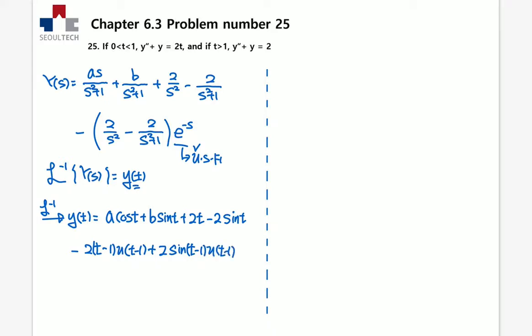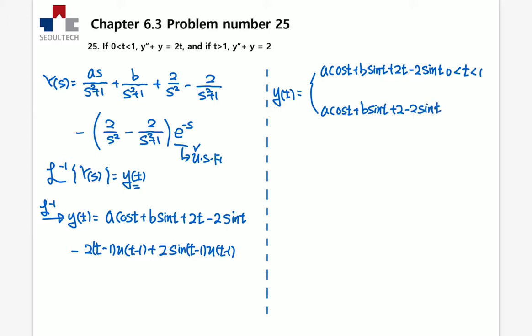So we find y of t, and you can express it by range. For t between 0 and 1, y of t equals a times cosine t plus b times sine t plus 2t minus 2 sine t. And for t greater than 1, y of t equals a times cosine t plus b times sine t plus 2 minus 2 sine t plus 2 sine(t minus 1). We have found all of y of t. Alright, thank you.